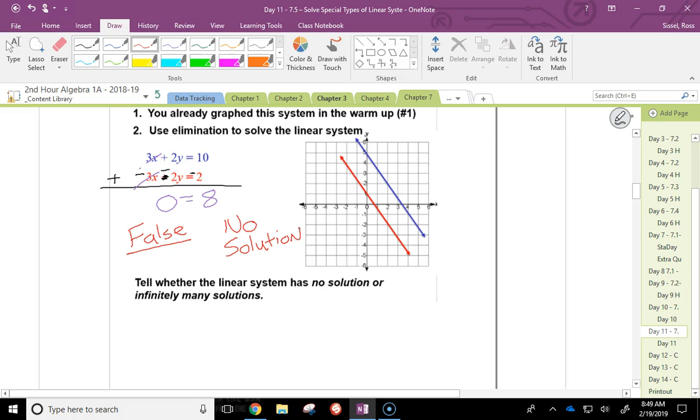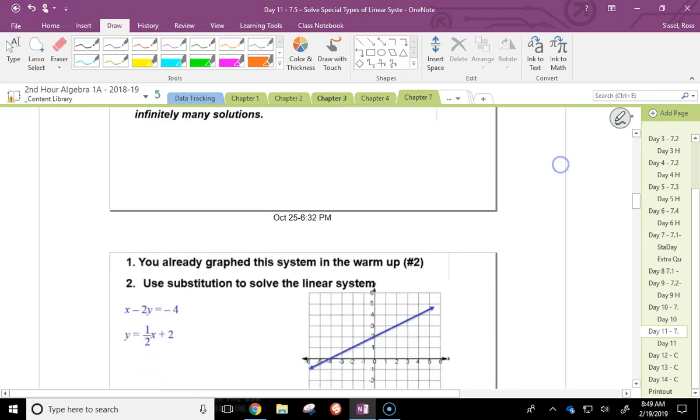So what do you think infinite many solutions would happen? If this would have come out to 8 equals 8, then I would be like, oh, well, that's true. I have no variable. 8 equals 8. True, infinite many solutions. I know they're the same line. Okay, question? Right after we finish all this. Okay.